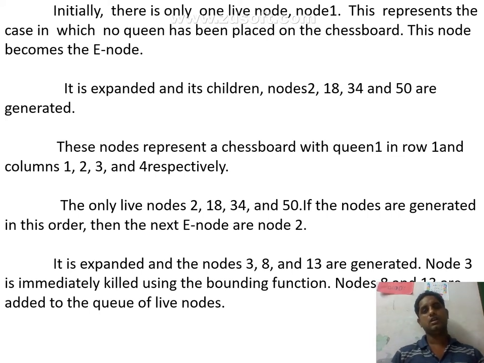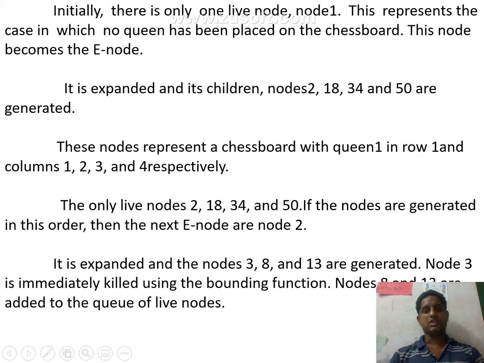So initially there is only one live node, node 1. This represents the case in which no queen has been placed on the chessboard. This node is an E node. It is expanded, and its children, nodes 2, 18, 34 and 50, are generated. These nodes represent chessboards with queen 1 in rows 1, 2, 3 and 4 respectively. The only live nodes are 2, 18, 34, 50.